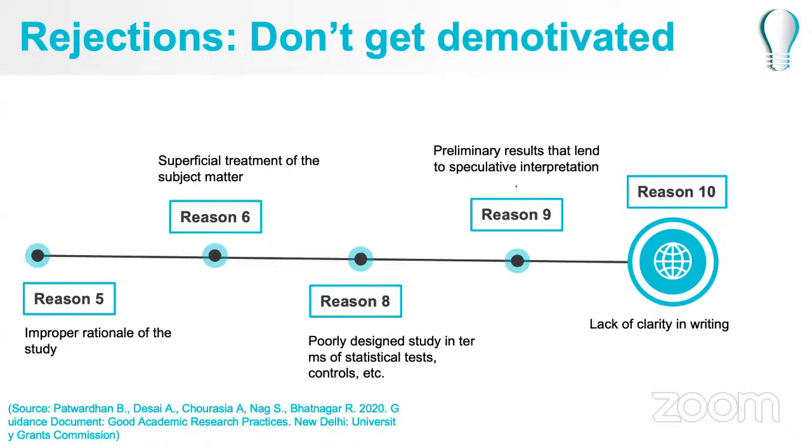Then preliminary results that lend themselves to speculative interpretation, and lack of clarity in writing. These are the reasons that are really hampering, or not in favor of, your article getting accepted. So you should take care of all these points.